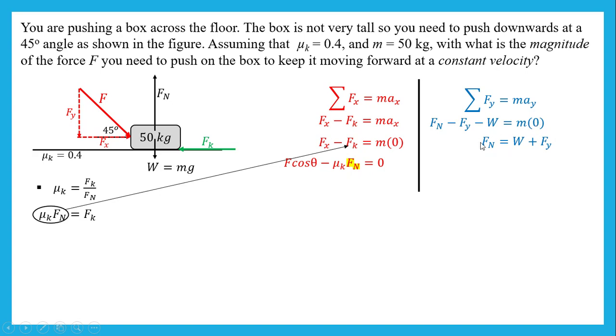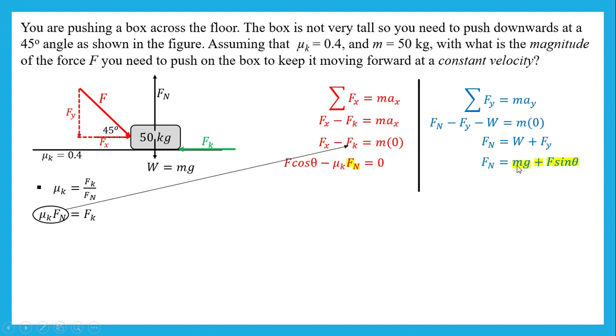Therefore, f of n is equal to weight plus f of y, which makes sense, right? According to this diagram, you only have one vector pointing up, and then you have two vectors pointing down. I like to say that the force upward must equal all the force downward, okay? Therefore, we can just do a quick substitution.